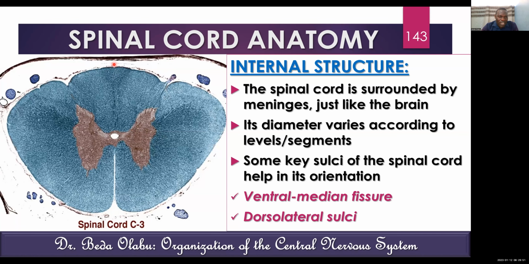Dorsally, there's a small sulcus, which we call the dorsal sulcus, very faint compared to the dorsolateral. The dorsal sulcus is very faint. And extending from the dorsal sulcus is what is usually called the dorsal septum. There's a septum-like structure in this region that separates, again, the right and the left side of the spinal cord.